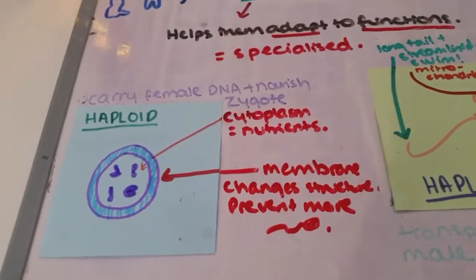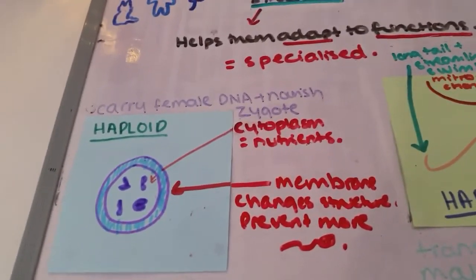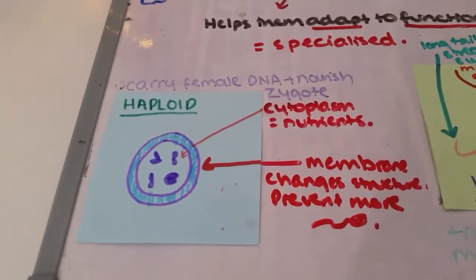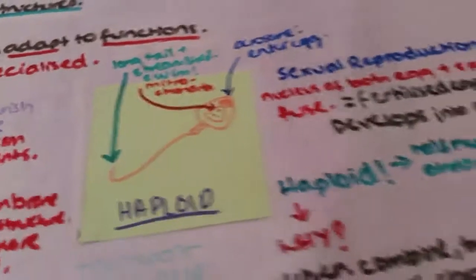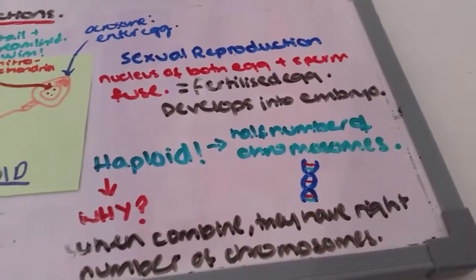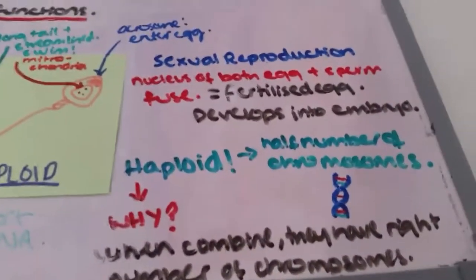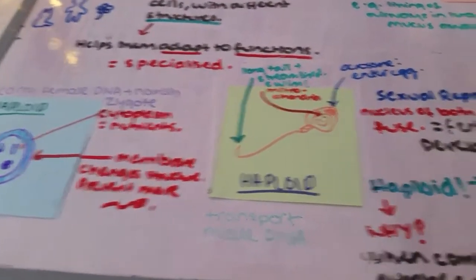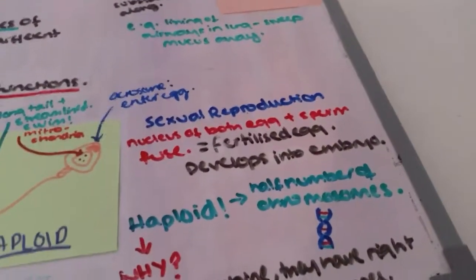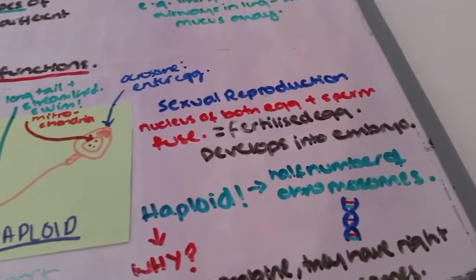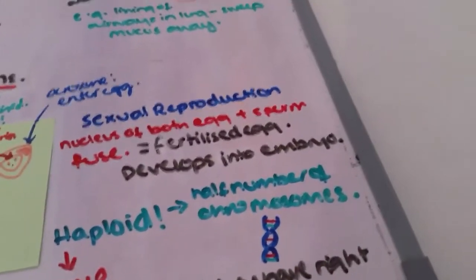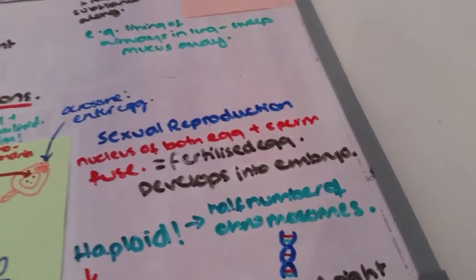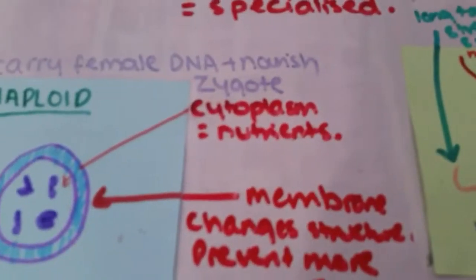So this is a female gamete. It's a female haploid cell. So first of all, before we learn about the egg cell or the sperm cell, let's just quickly recap all about what happens here. So sexual reproduction. So that's what these two gametes are used for, sexual reproduction. Now, this is when the nucleus of both the egg and the sperm fuse, and this causes a fertilized egg, which can also be called a zygote.